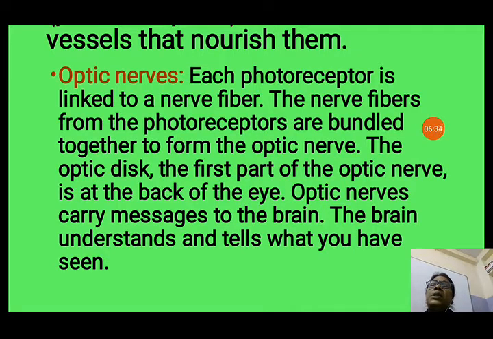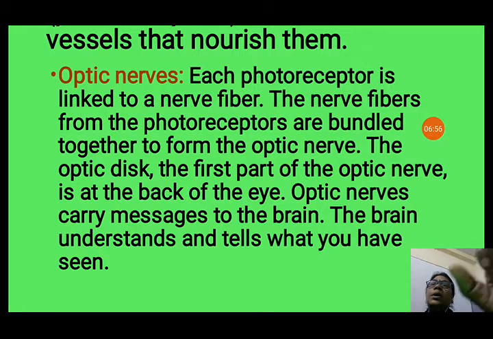The optic nerves. Each photoreceptor is linked to a nerve fiber. Without the nerve, you know that we cannot feel any sense. The nerve fibers from the photoreceptors are bundled together to form the optic nerve. So, optic nerves form. The optic disc, the first part of the optic nerve, is at the back of the eye. Optic nerves carry messages to the brain.